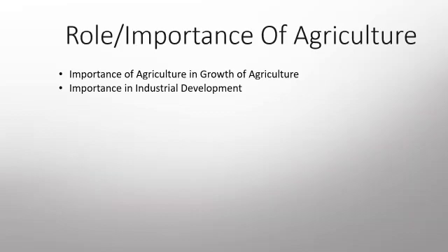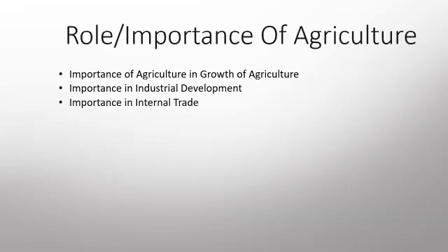The second one is importance in industrial development. Agriculture has great importance in industrial development also. Raw material is provided to the industries by agriculture, such as cotton for the cotton textile industry, sugarcane for the sugar industry, etc. In fact, agriculture is the lifeblood of industry.